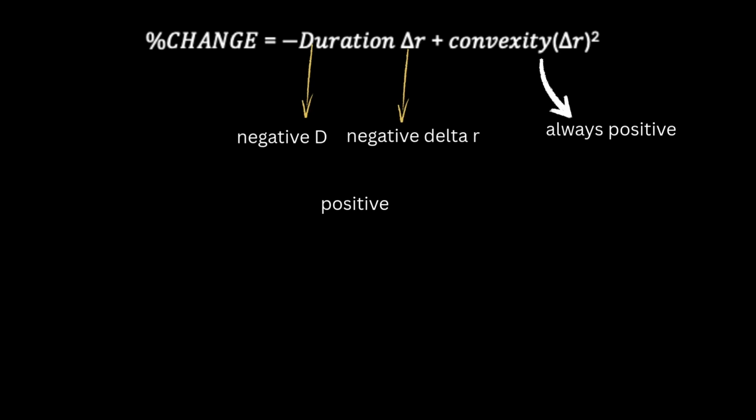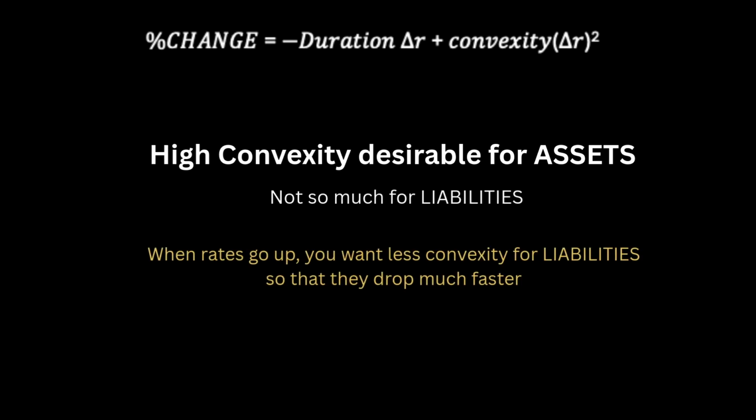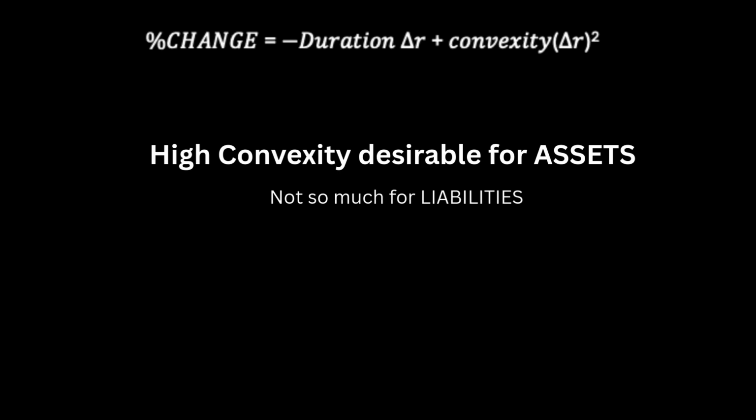Therefore, having convexity is desirable for your assets, but not really for your liabilities. After all, you want your liabilities to drop much faster when interest rates rise, and to rise much slower when interest rates go down. So you want your convexity to be less for your liabilities versus your assets.